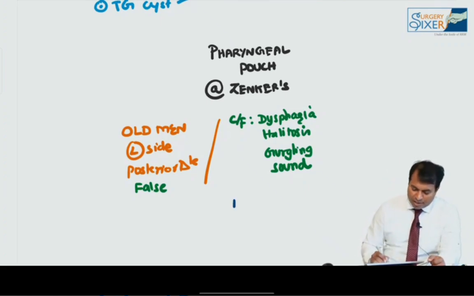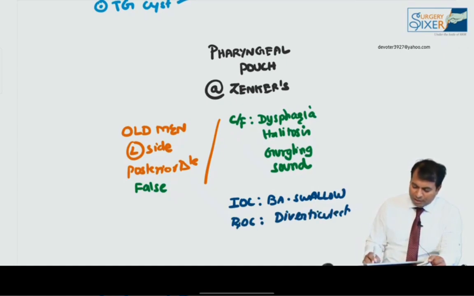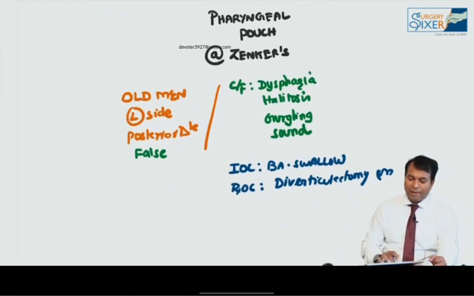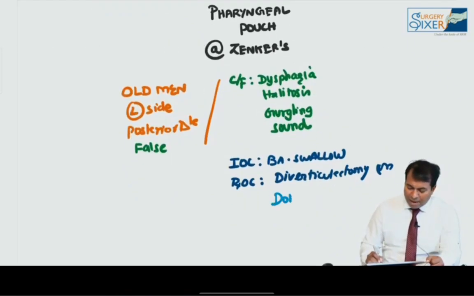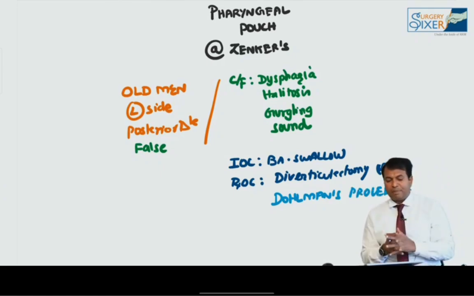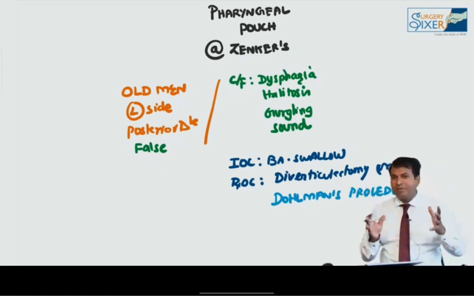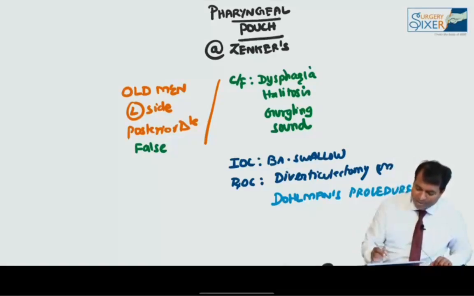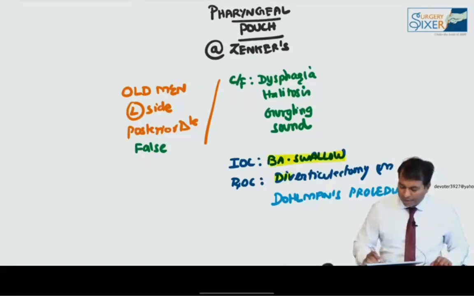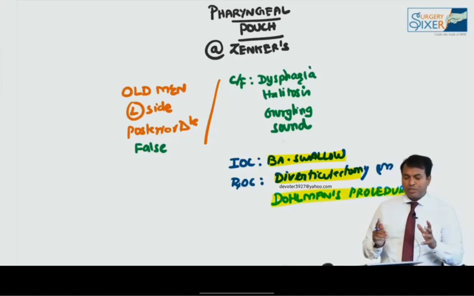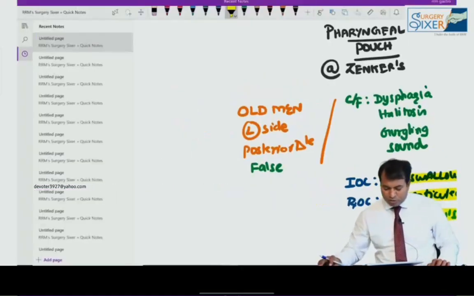And the investigation of choice for this is barium swallow, and the treatment of choice is diverticulectomy. Or else we can do an endoscopic stapling operation. What is the name I discussed in the esophagus chapter? That is Dollmann's procedure. I'm just reviewing it. The main discussion on pharyngeal pouch or Zenker's diverticulum is in the esophagus chapter, which I have discussed in detail. Just remember, for Zenker's diverticulum or pharyngeal pouch, the investigation of choice is barium swallow, and treatment is diverticulectomy or Dollmann's procedure, the endoscopic stapling procedure. Okay, please don't forget this topic.